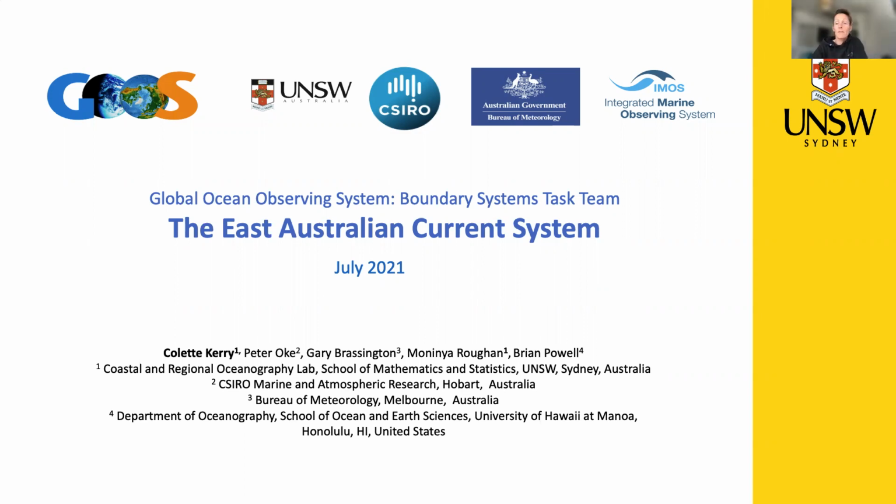This talk is the second of two talks on the East Australian Current. The first was given by my colleague Moninya Roughan on the observing system, and I'm going to talk about the modelling component and in particular how we have been using models to provide information on improving observing system design.